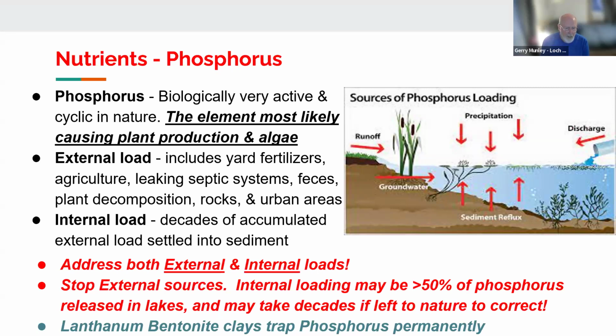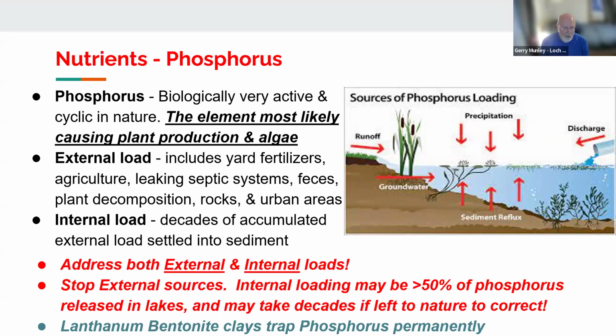And then the internal load is the decades of accumulated external load that has settled into the sediment of your lake. And up until about a year ago, I did not know anything about internal loading, but both sources are things that we really need to try to address. And while external sources, we can do things like stop fertilizers, add buffer strips, the internal load is more difficult. It may actually be producing over 50% of the phosphorus that's actually released in lakes. And it may take decades to actually correct if nature is left to itself to try to correct it.